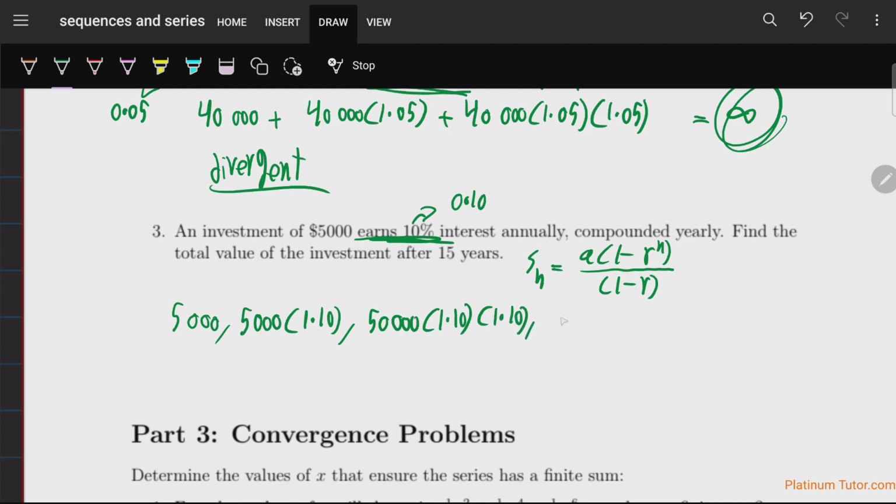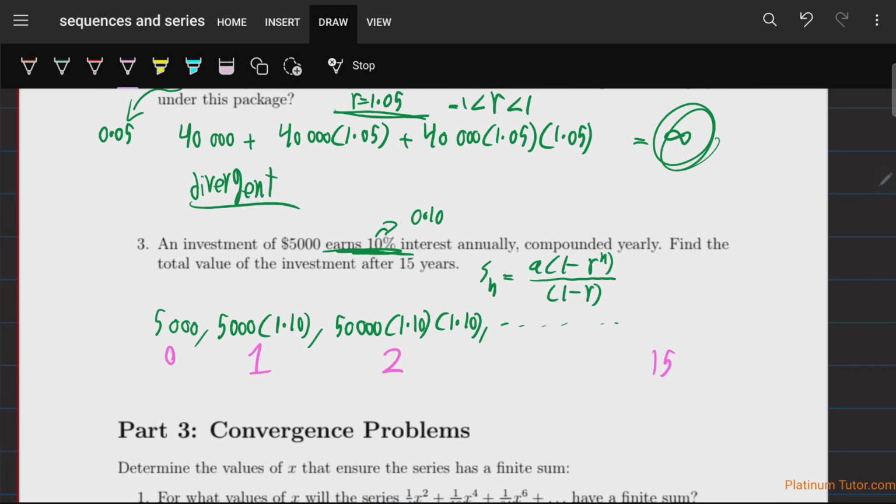Okay, and we're going to keep going like this. So this is technically year 0. It doesn't count. This is how much we start with. This is what we get after year 1. This is what we get after year 2. And we want to know what we get after year 15. So this actually isn't a sum formula. This is a problem we can solve using this formula: a_n is equal to a r to the n minus 1. Right? Our geometric sequence problems.